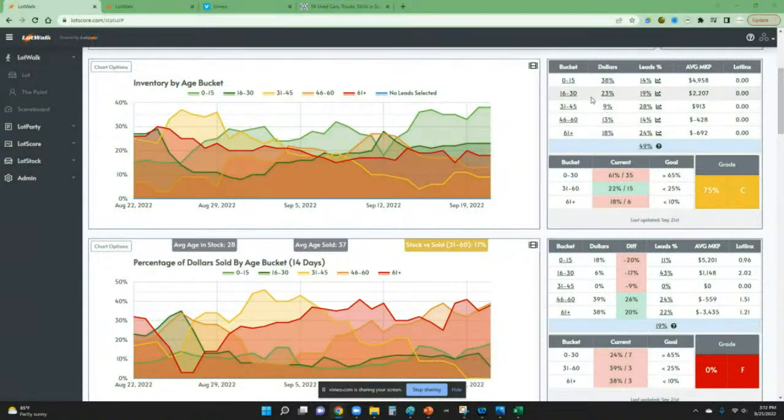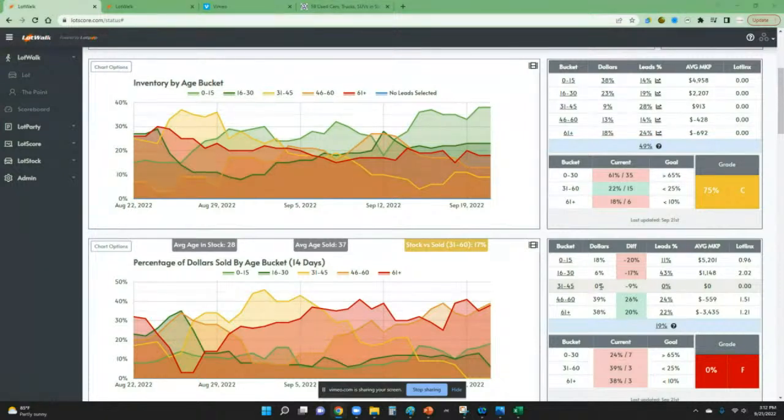If you look at 31 to 45, 9% of their current inventory is sitting there. That's pretty low, but here's the problem. 0% of their sales are going out of that bucket over the last 60 days. So recognize that. Go to your inventory tool, and if you want to do percentage of dollars, again, I'm going to add the unit look here.